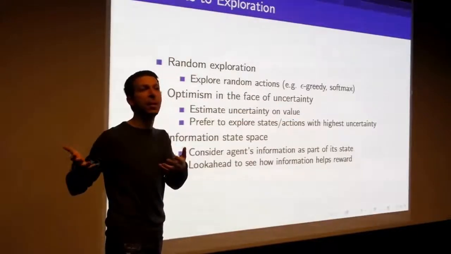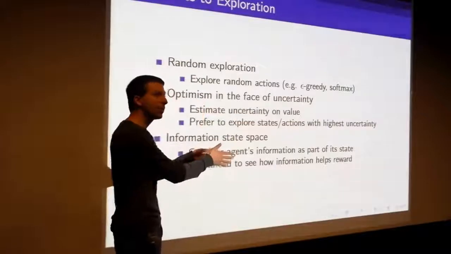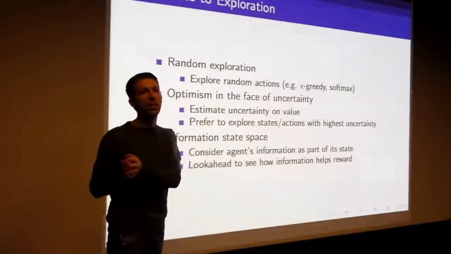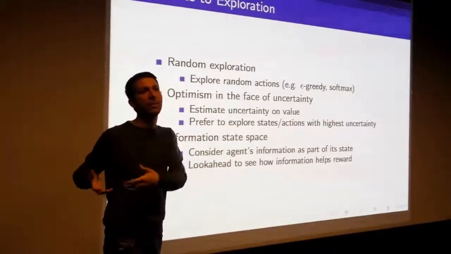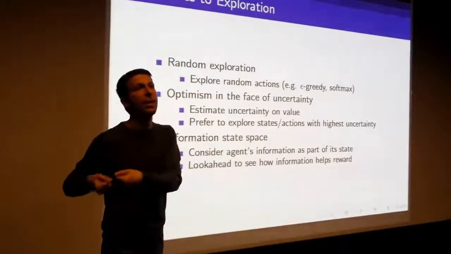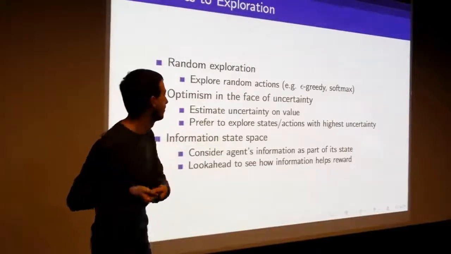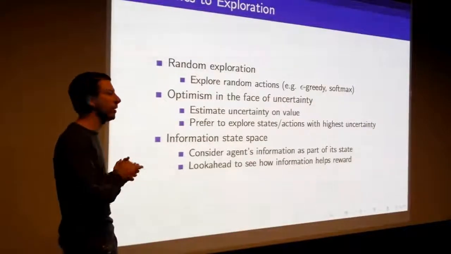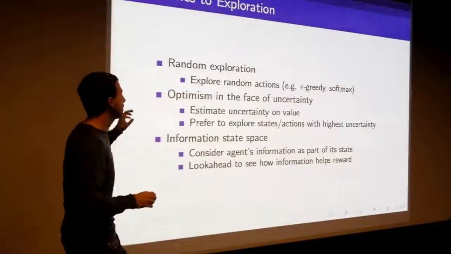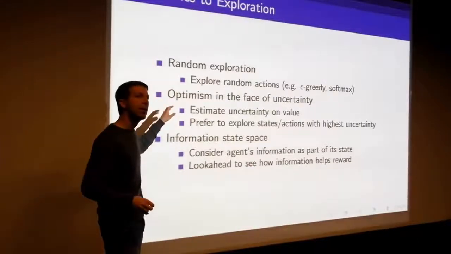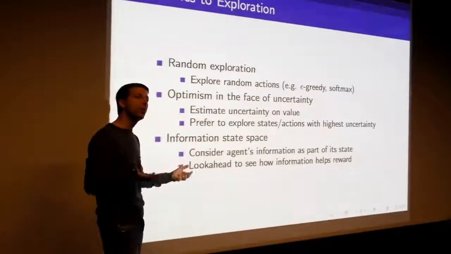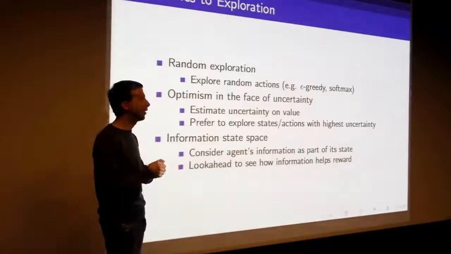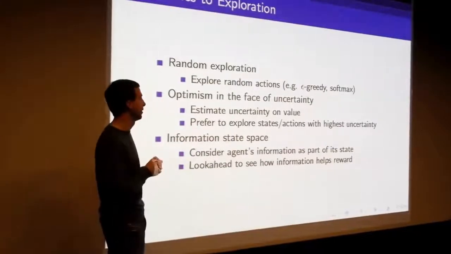If it turns out to be worth more than your safe option that gives you 10, then you should pick the option which has the greater potential, because it might turn out to be better. And then you can pick it again and again and again once you know that it's better. If it turns out to be worse, you've lost a little bit, but you can always go back to your preferred option. That's the idea of optimism in the face of uncertainty. So in order to do this, we need some way to measure our uncertainty on values, and we'll look at different ways to do that.